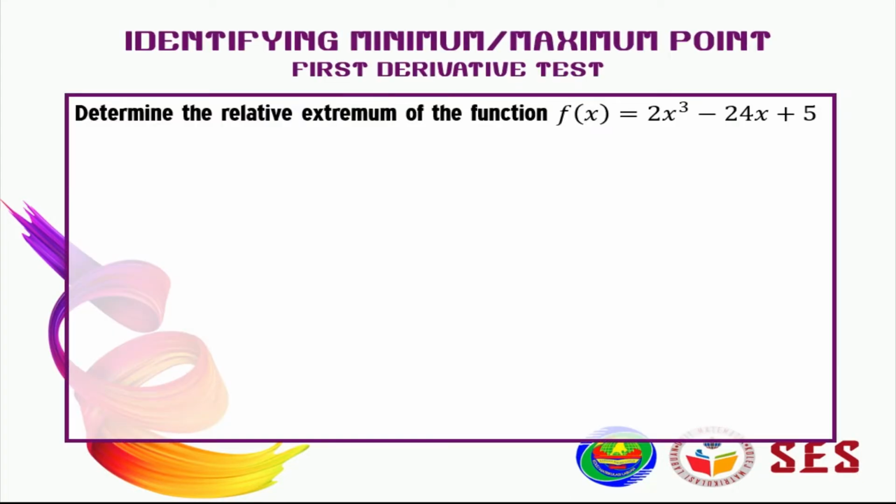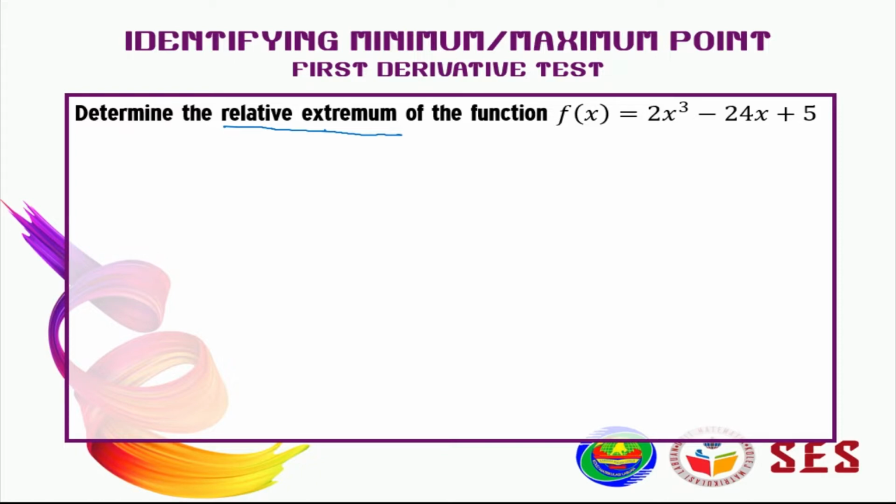Okay, now let's take a look at the first example. The question asks you to determine the relative extremum of the following function by using the first derivative test. So what does this question mean? Relative extremum is either a relative minimum or a relative maximum. So this question asks you to determine what type of stationary points you have already found.